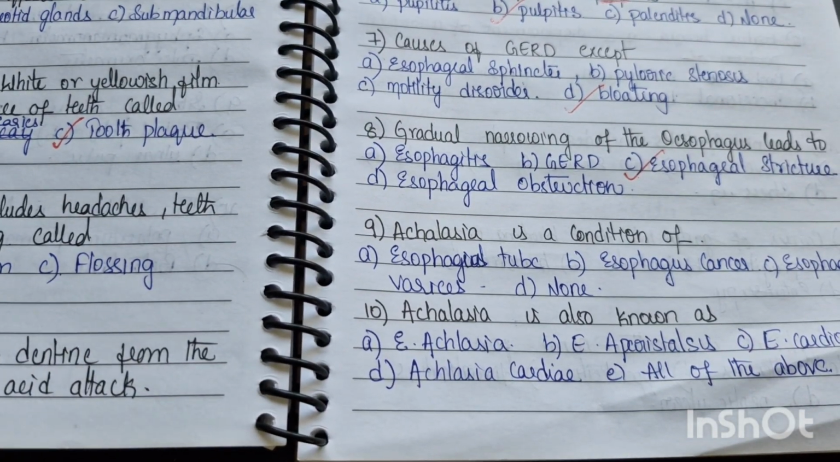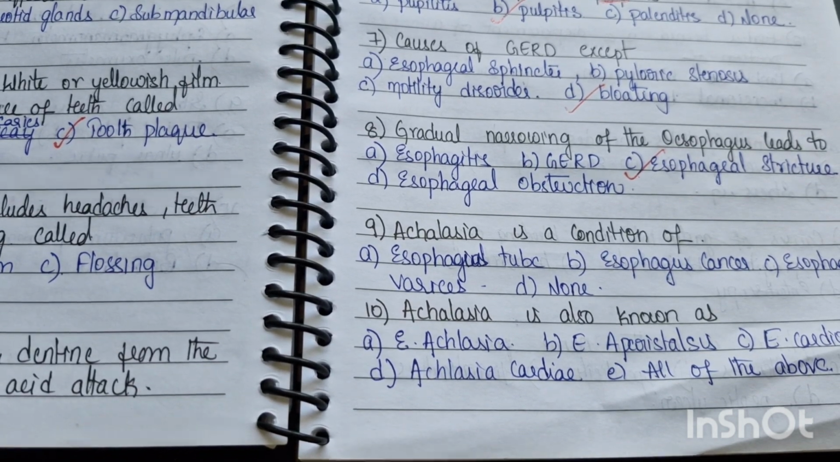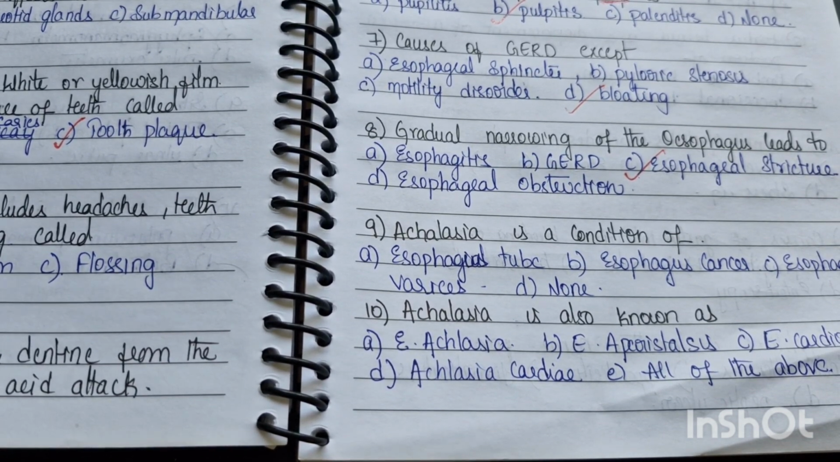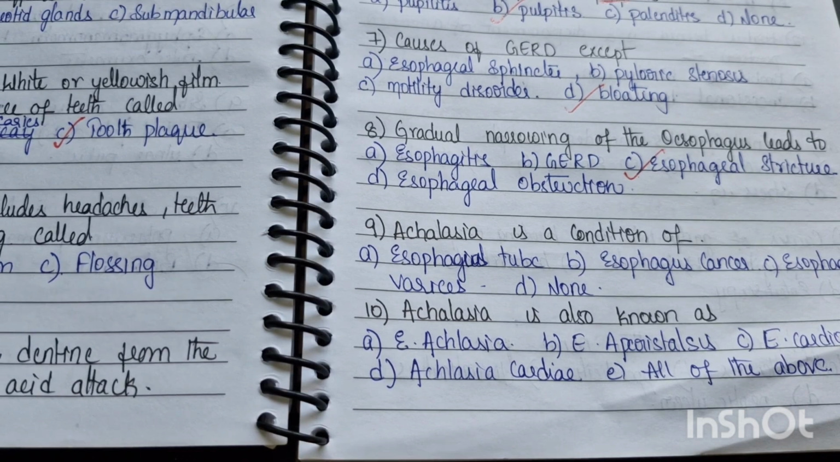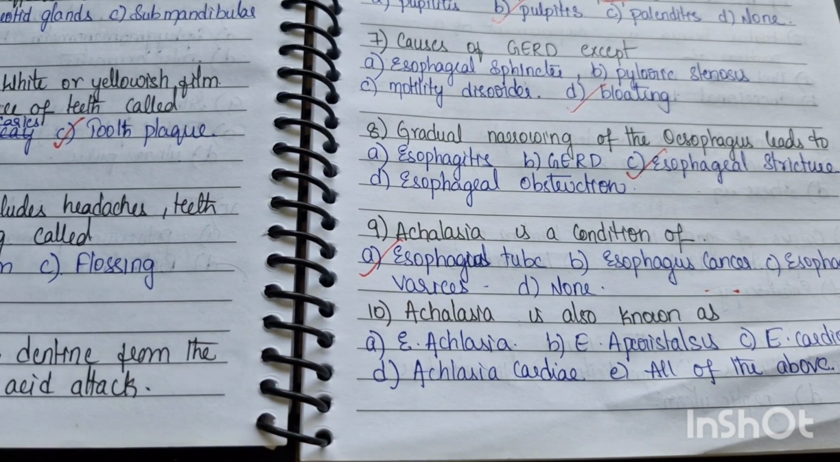Next, the ninth point: achalasia is a condition of what? Which condition do we call achalasia? They have given the options esophagus tube, esophagus cancer, esophagus varices, none of the above. Achalasia is a disease condition of the esophagus tube, so the answer is esophagus tube. Esophagus cancer is a different condition, and esophageal varices is also a different condition, meaning disruption of the layer of the esophagus, involving blood vessels and everything. So achalasia is the condition of the esophagus tube.